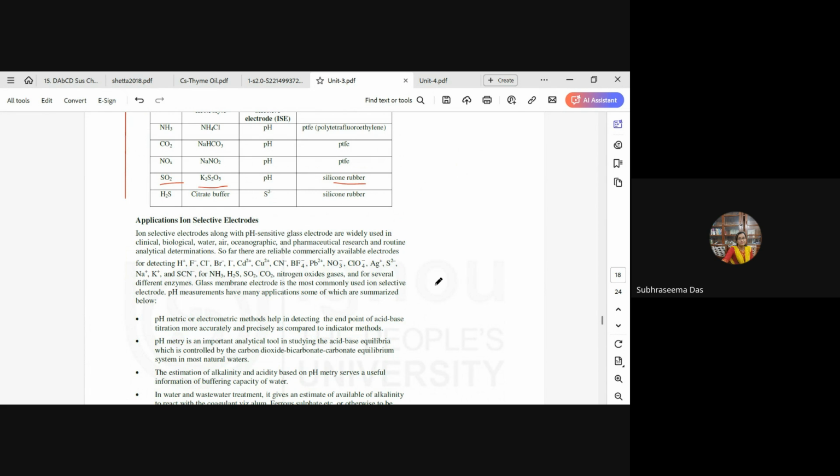Now coming to applications of ion sensing electrodes. Ion sensitive electrodes are widely used in clinical diagnosis, for biological purposes, in pharmacy and also in analytical chemistry. Commercially available electrodes have been used for detecting H plus, fluoride, chloride, bromide, iodide, cadmium, cyanide, lead, sodium, potassium, and also for gases like ammonia, hydrogen sulfide, sulfur dioxide, nitrogen dioxide, etc.